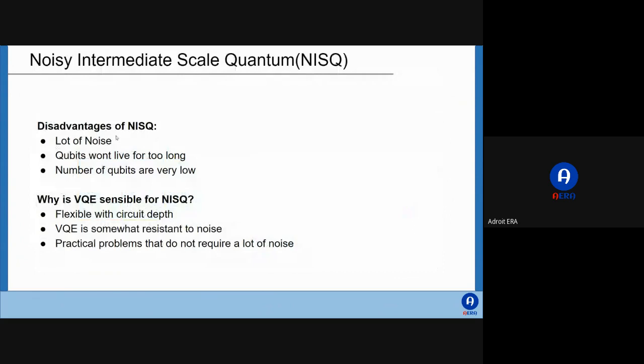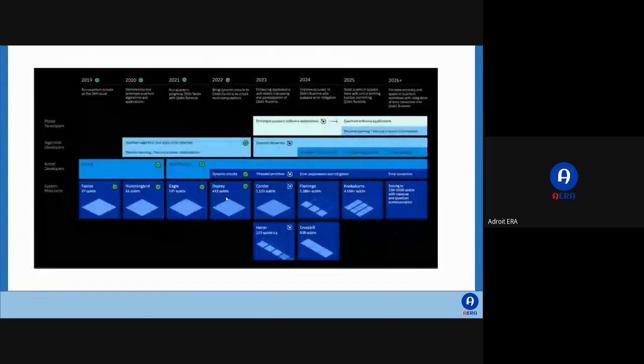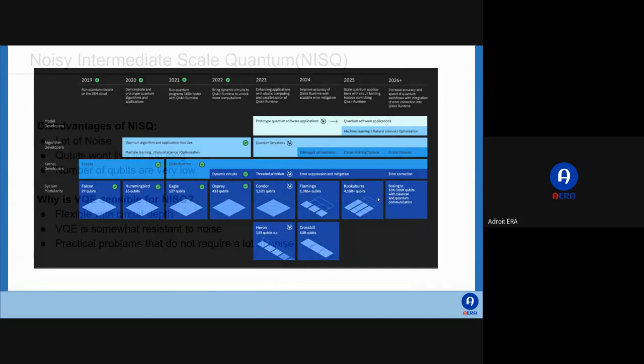So as I discussed before, the disadvantage of NISQ is it has a lot of noise, and the qubits won't live for a long time, which is decoherence. And then the number of qubits is very low, as I showed in this slide. It's only 433. We at least need more than 5,000. It should be in thousands at least to compute some bigger problems.